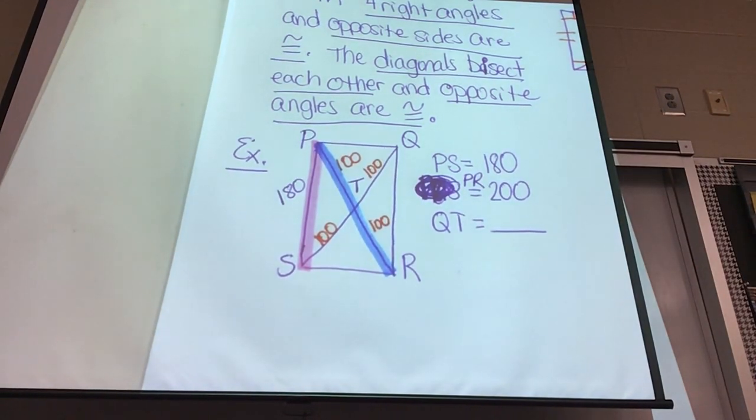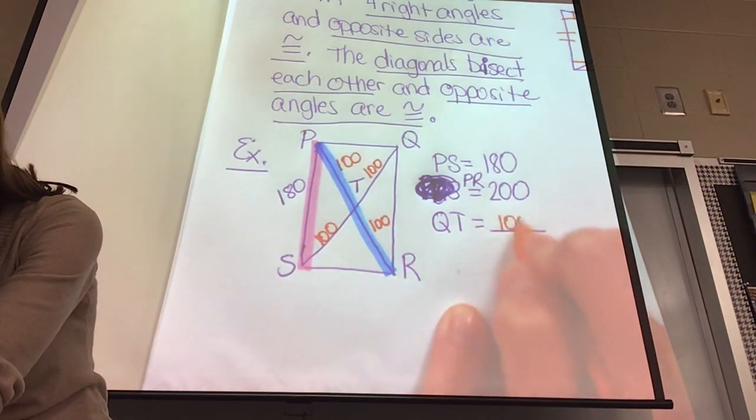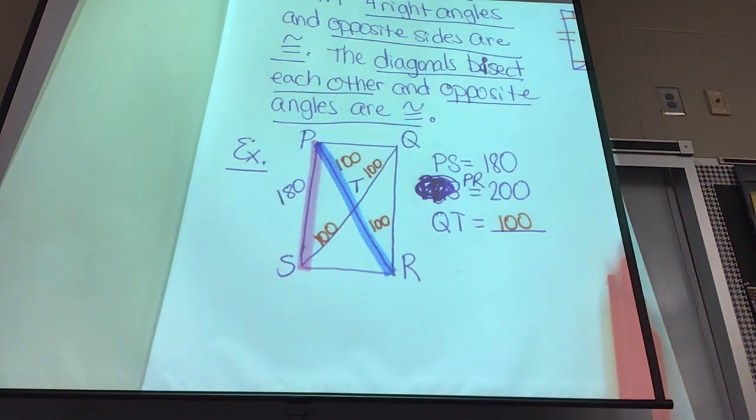So I didn't have to work anything out. QT is 100 then. It's automatically 100 because I know what my diagonals were. As long as I know that the two diagonals should be exactly the same, then I know it's going to be the same as the other two. So if one diagonal is 200, the other one should be 200.